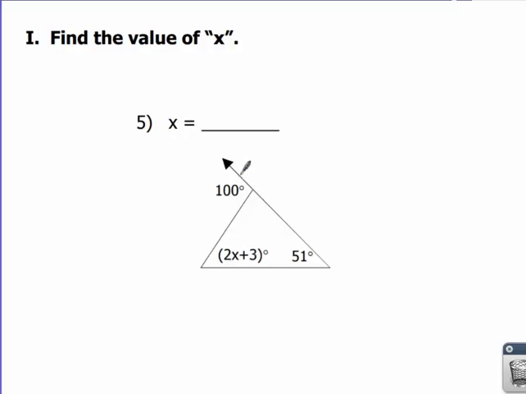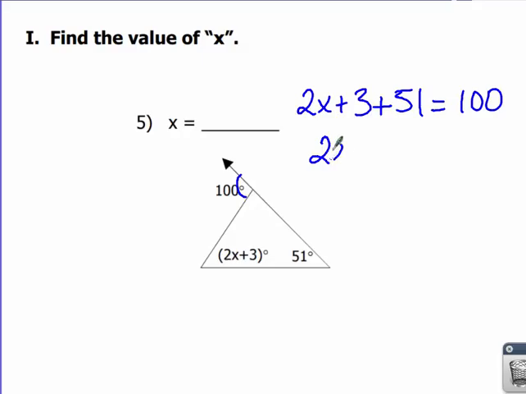So we know that this 100 is our exterior angle, and it is equal to the sum of the two remote interior angles. So I'm going to take the 2x plus 3 and the 51 and set it equal to 100. Now I do have some things I can put together in this one. The 3 and the 51 could go together. So you get 2x plus 54 equals 100.